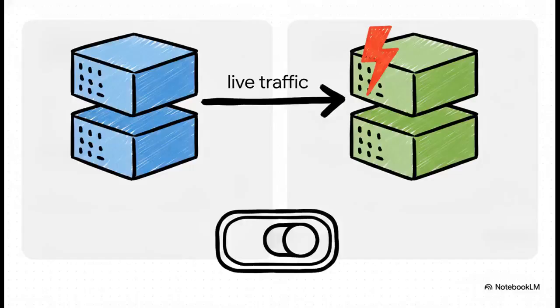The first is a blue-green deployment. In this setup, two identical environments are running at the exact same time. Blue serves your live production traffic, while green quietly hosts the new model. If green misbehaves in any way, your load balancer just switches traffic back to blue, instantly. Nothing crashes mid-request, and why? Because blue literally never stopped running.